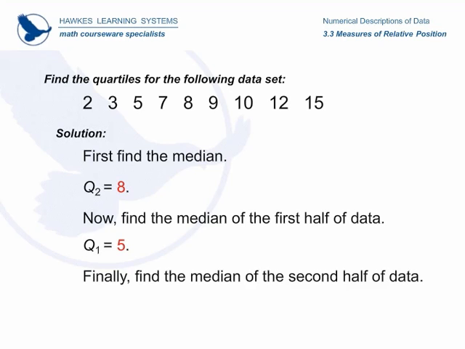Finally, we find the median or middle of the second half of data. So that would be the middle value from 8 to 15, and we see that would be represented by Q3, and that would equal 10. So now we've divided our data set into quartiles. We've got Q2, which is 8, Q1, which is 5, and Q3, which is 10. And that would divide our data set into quartiles or quarters.